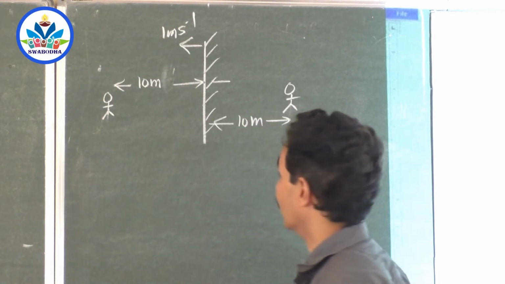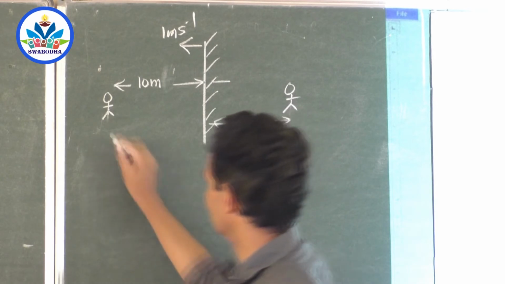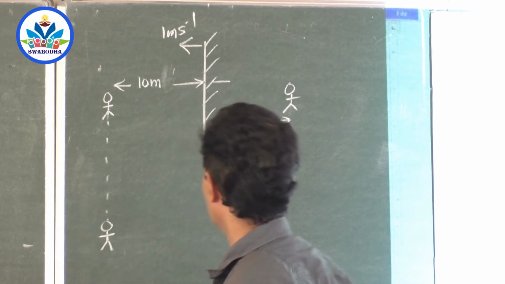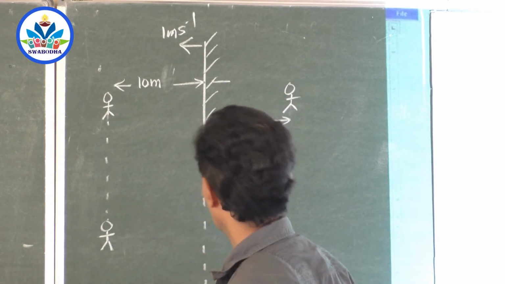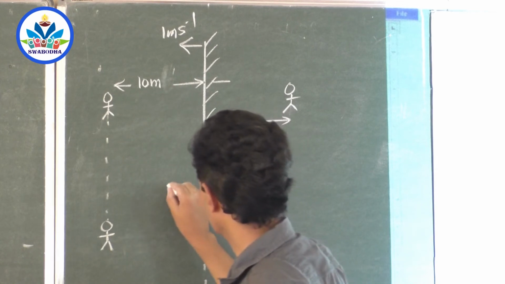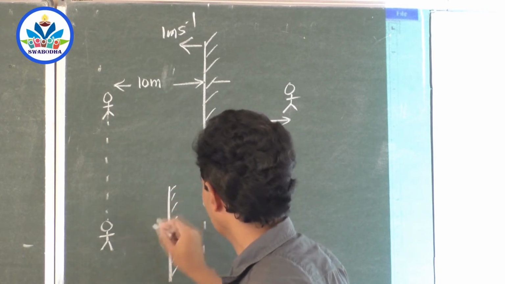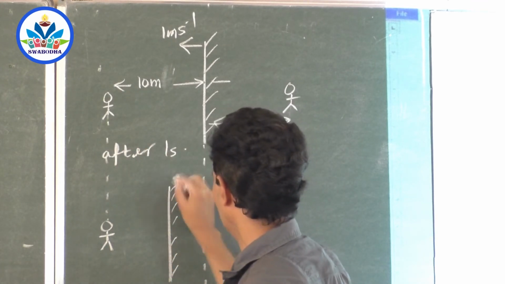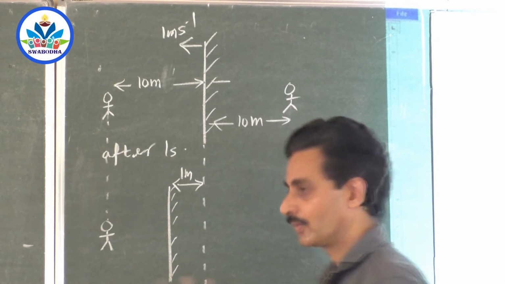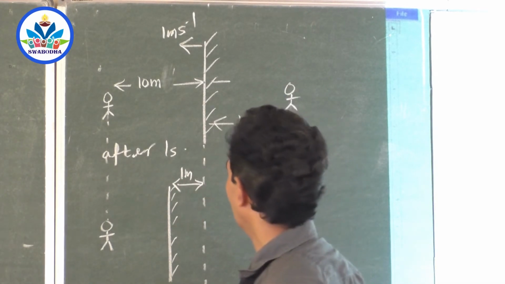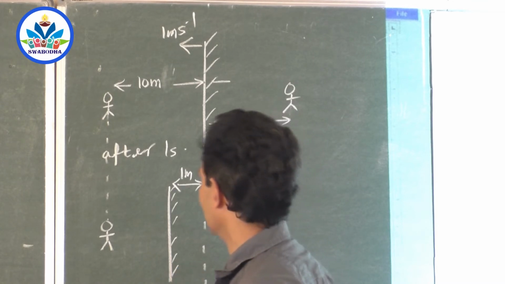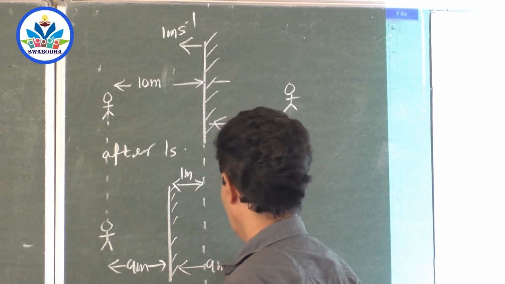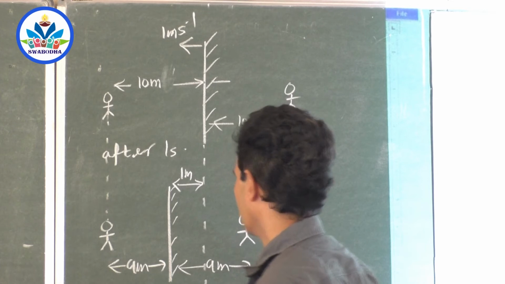If this is the case, now let us write all the conditions. You will be here only, you will not move forward, and the mirror will move forward by 1 meter in 1 second. So this is the new position of the mirror after 1 second. The mirror moves by 1 meter forward, and the new distance of the object from the mirror is 9 meters, right? And where is the image? 9 meters from the mirror. So the image position is here, correct?